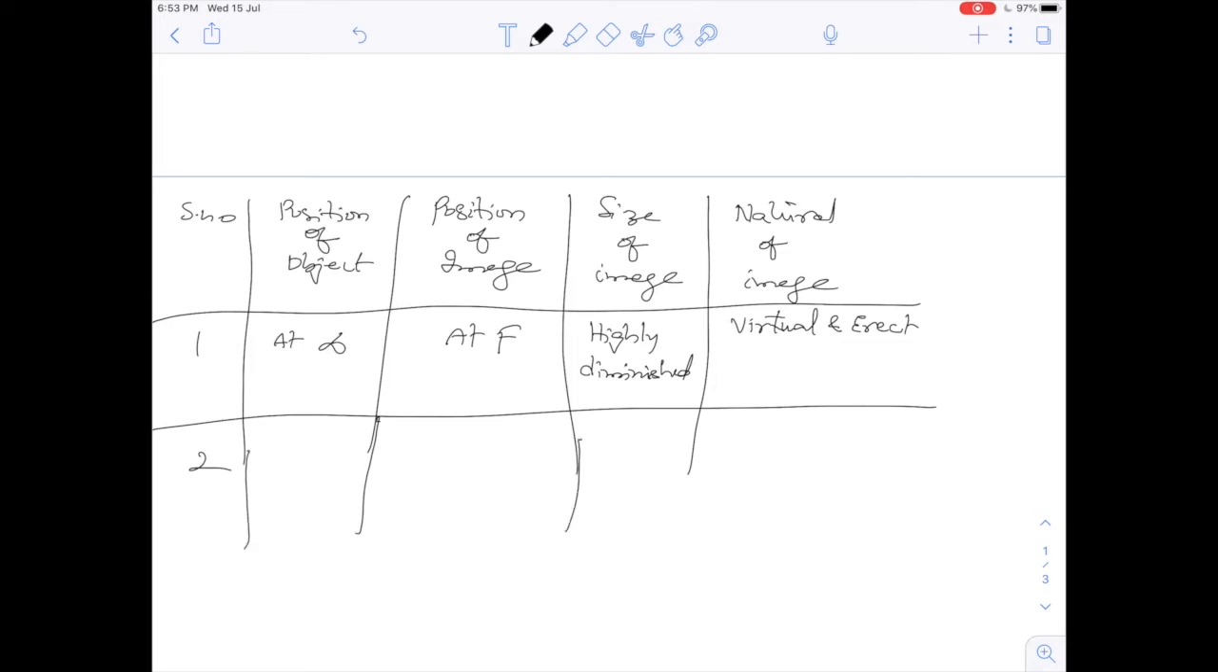Whereas we have seen that in the case of a concave mirror, except between P and F, every case has only a real and inverted image, and it is only in the case of P and F that you have an image behind the mirror, which is virtual and erect.